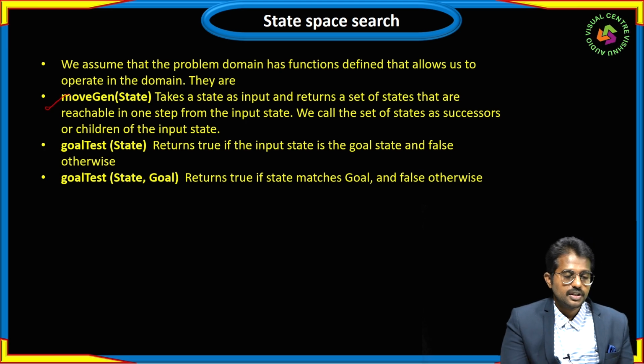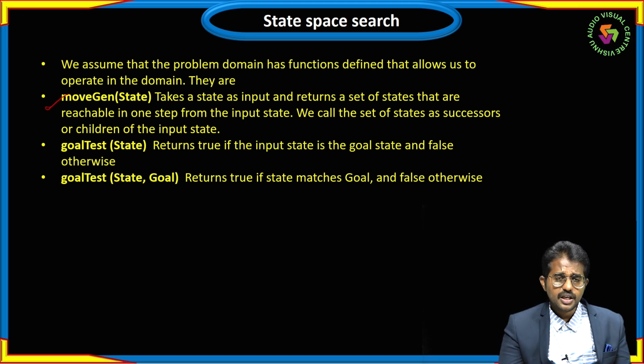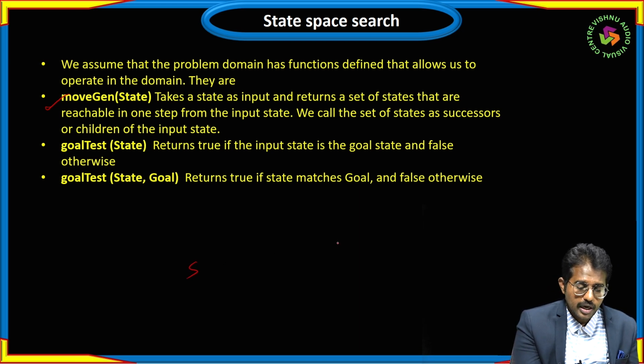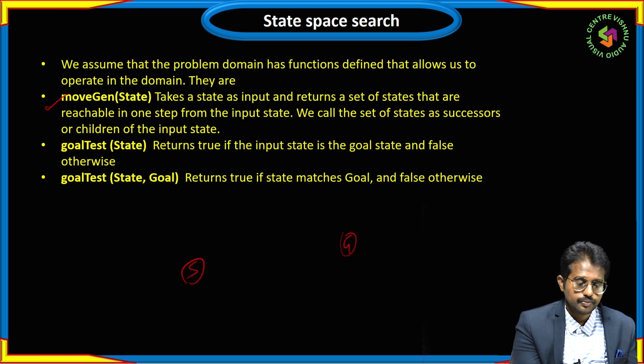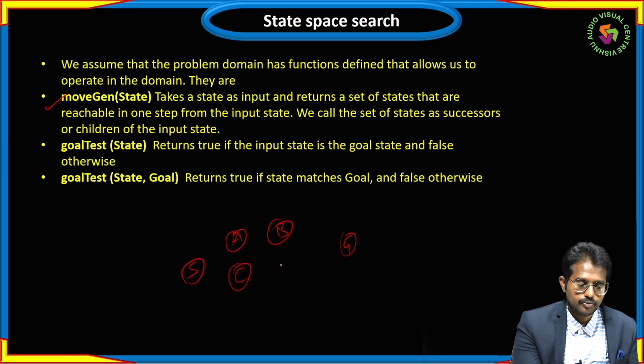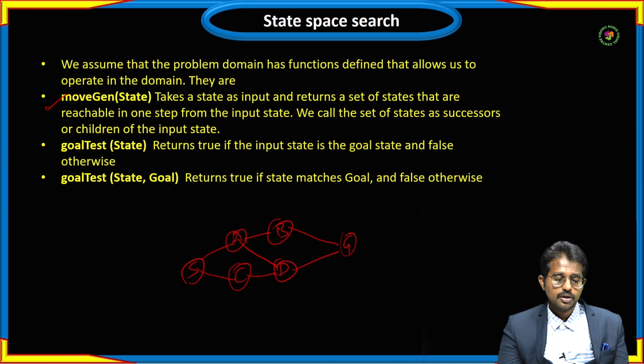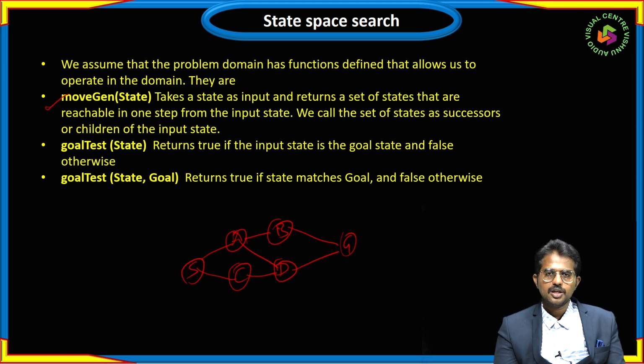This move gen function is the function which takes some state as input, and it will generate the reachable states from that particular state. S to G, this is the simple example we can see here. To know more about the move gen function, it is the function which will give the reachable states for that particular state.